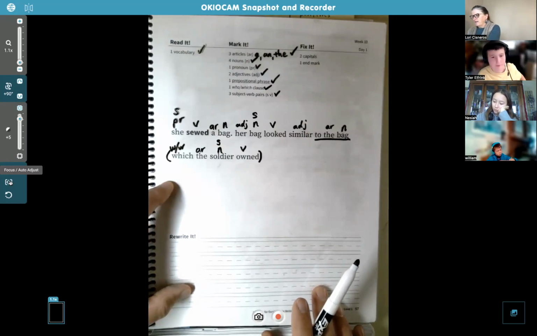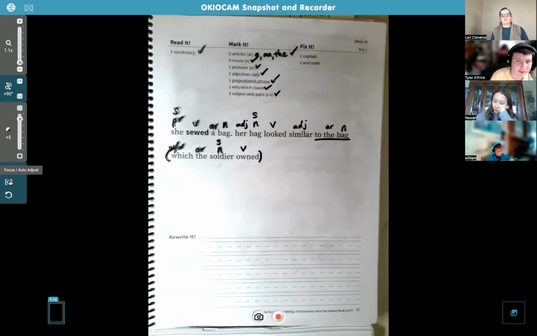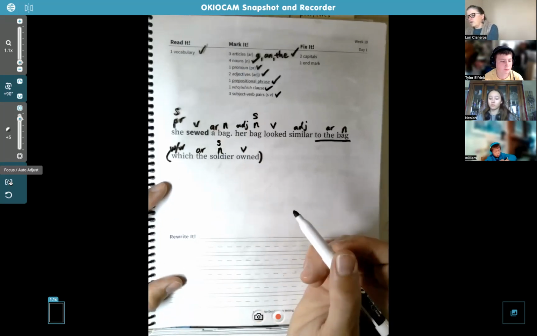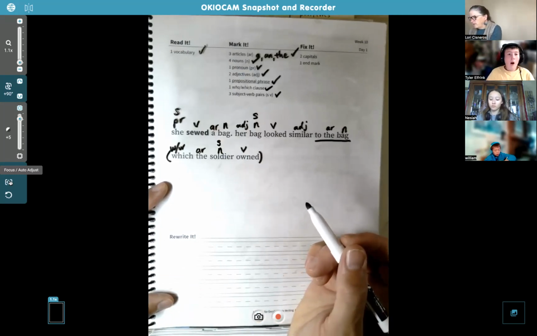So for the prepositional phrases, is it just the underline that we have to do, or do we have to label prepositional phrase? Nope, you don't have to label it, you're just underlining it. Yep, good question. Nasaya, what needs to be capitalized?